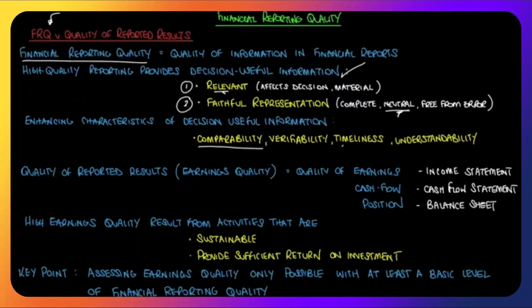Timeliness. Another classic trade-off. If you want to get the information out very, very quickly, you're probably going to have to sacrifice a bit of verifiability and understandability. Don't overplay this. It has to be understandable to a reasonable user of the accounts. You can't expect to give a set of accounts with exotic derivatives in there and make them so understandable that Homer Simpson could pick them up and say, oh yeah, I can see exactly what's going on here. So there is a degree of understandability.